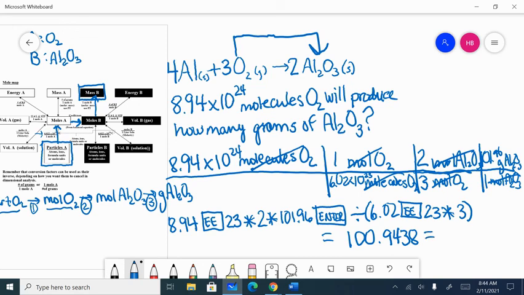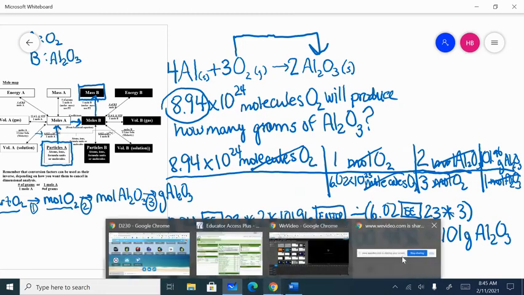I'm going to round that to 3 significant figures because of my given. And I get 101 grams of aluminum oxide. And that's what I would report my answer as. There are another couple examples of stoichiometry problems for you to try to understand the concept.